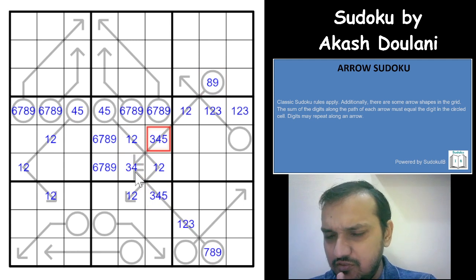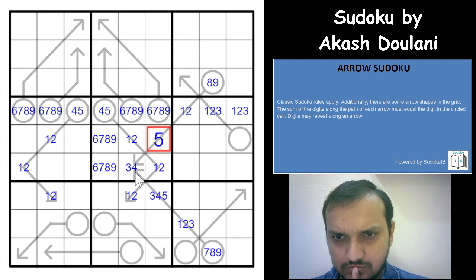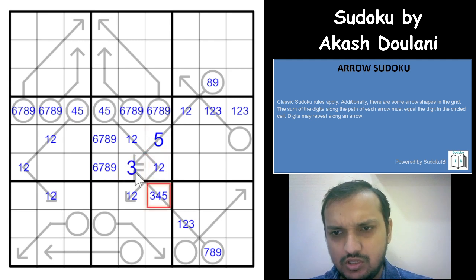Same way, can I have a 5 here? If I have a 5 here, the minimum here would have to be 3, again a 3 here, or a 4 is still possible. This would be 1. Possible. 5 is possible here.